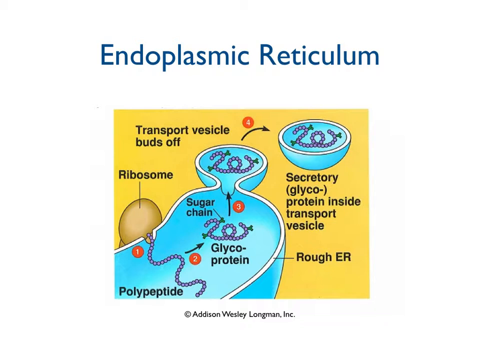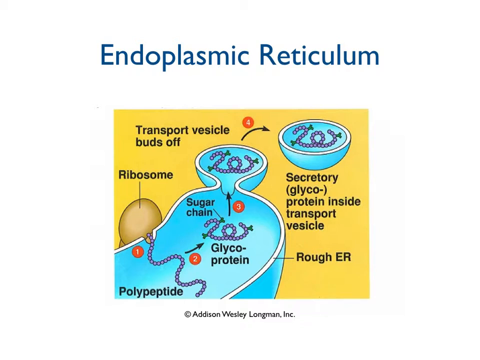Ribosomes that are attached to the outer surface of the rough endoplasmic reticulum make a protein, and as that protein is produced, it enters the space of the rough endoplasmic reticulum. In this figure, the protein that's being produced is the purple beads on a string structure that you see there, and it's labeled a polypeptide. A polypeptide is another name for a protein.